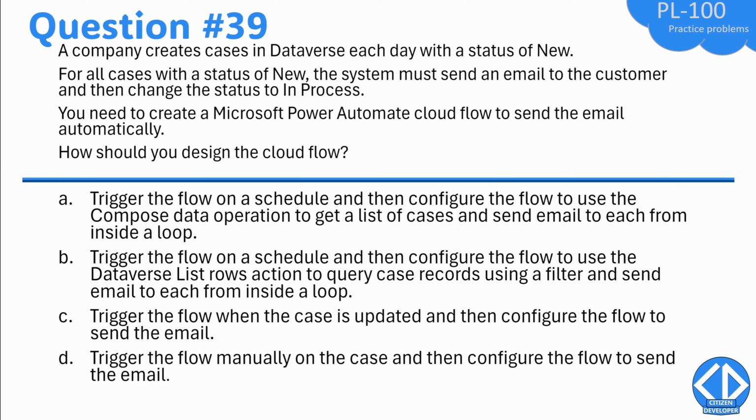Let's go ahead and go to C. Trigger the flow when the case is updated. No, that's not right. We don't want to update the case and then send the email. We want to send the email and then change the status. So C is not right.